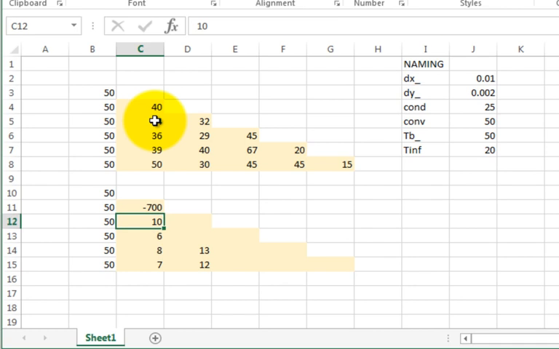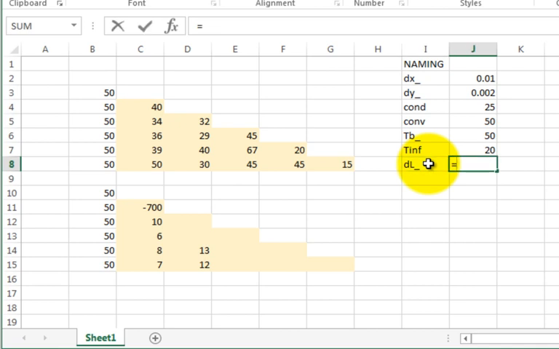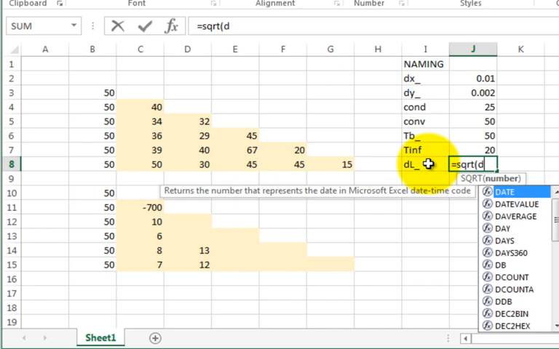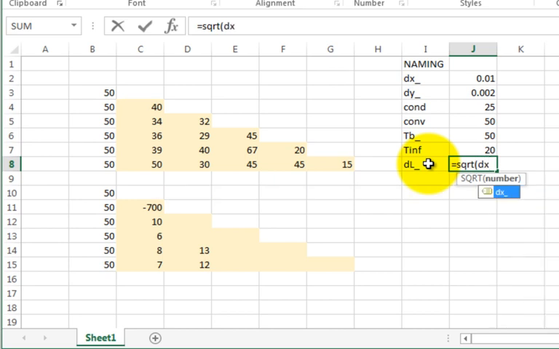That's not equal to 0. First of all, I need to put in dl. I think I need to put dl underscore. All right, so what is my dl underscore? Isn't it the square root of dx squared plus dy squared, close parenthesis?